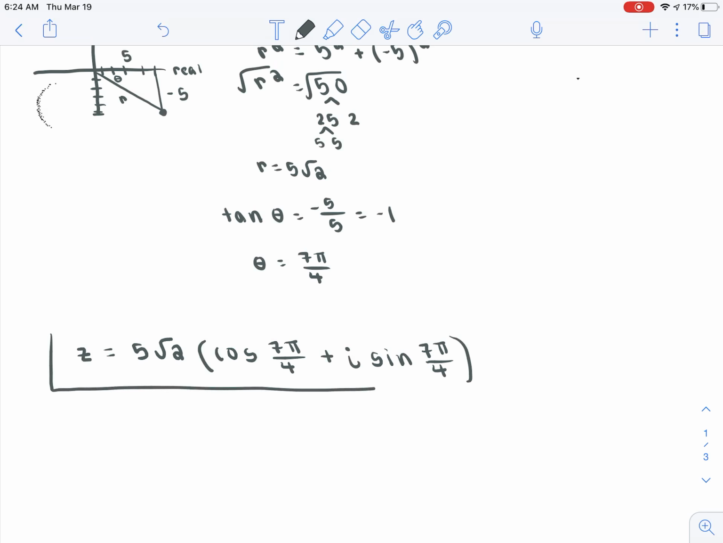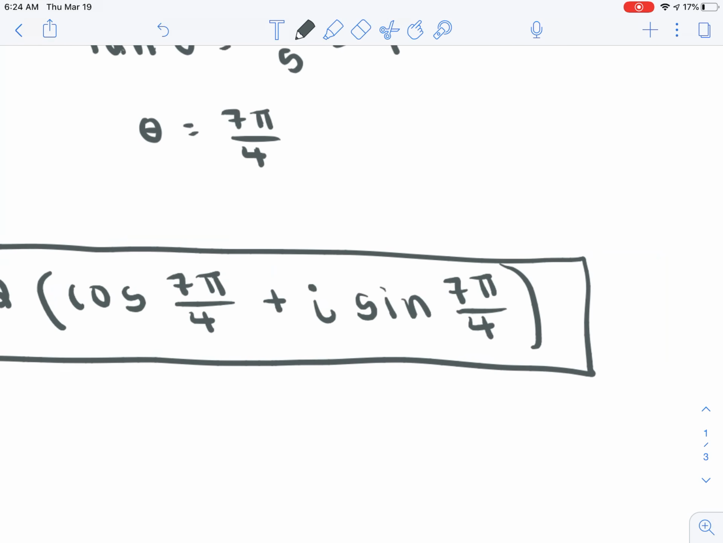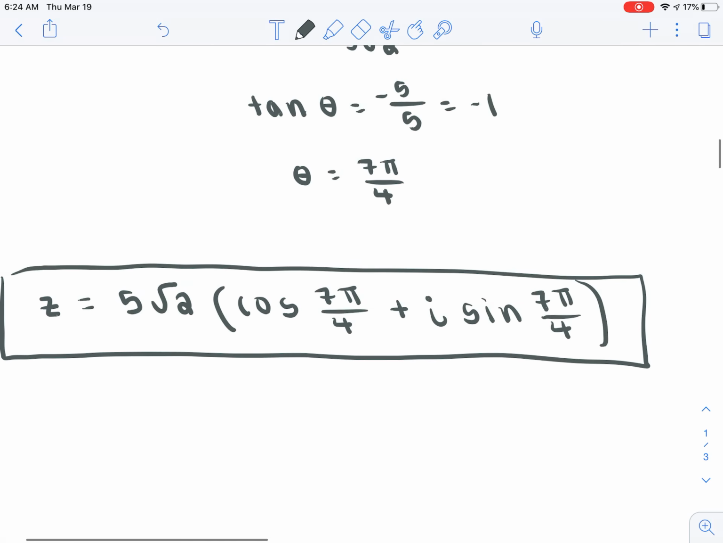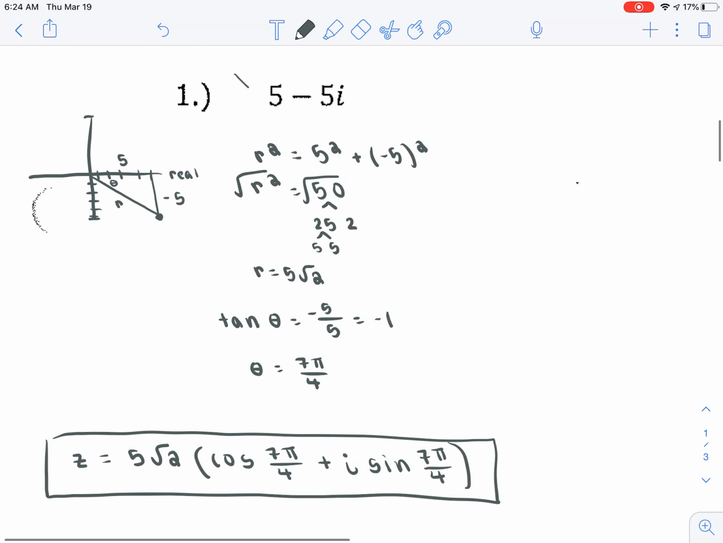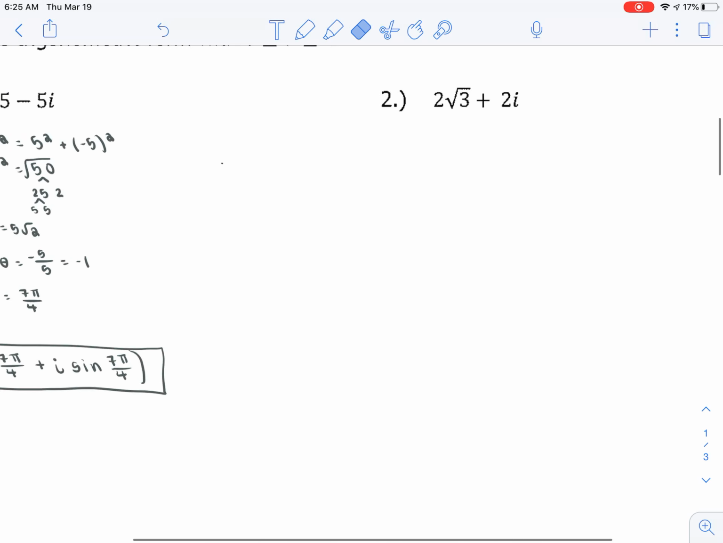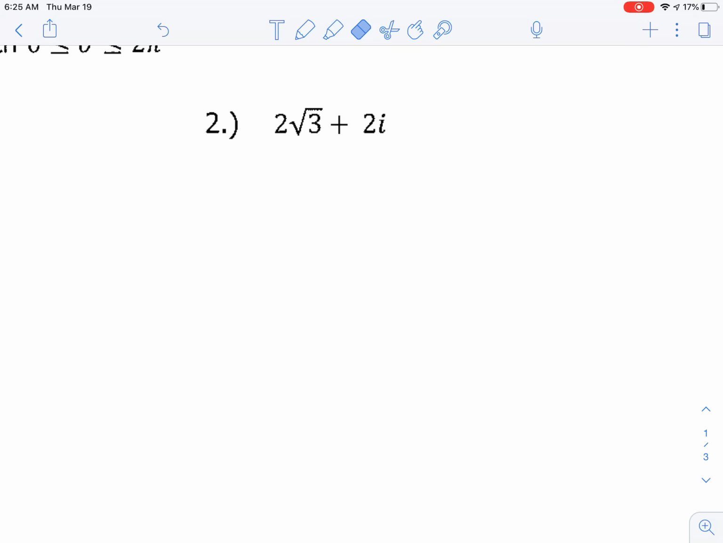And that's it. Now you may say, what happens if I go to cosine 7 pi over 4 and find that value, and sine 7 pi over 4? If you find those values and distribute the 5 root 2, you'll get right back to where you started for the original problem. Second problem on here, same idea. Why don't you try it out, pause the video, and then restart the video once you have the solution.